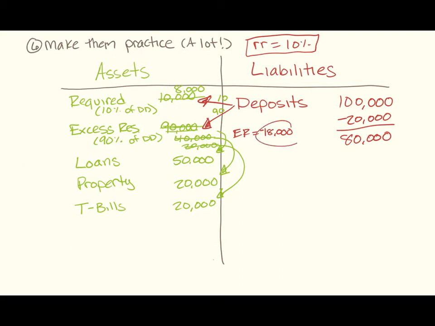So the question is, where is this $18,000 going to come from? And the answer is the bank is going to take out a loan. So this is going to be a loan from another bank.